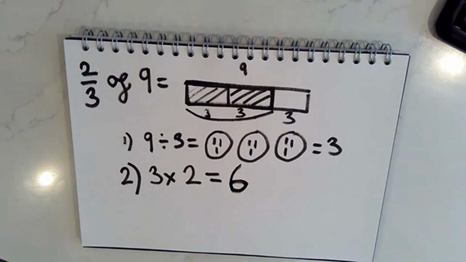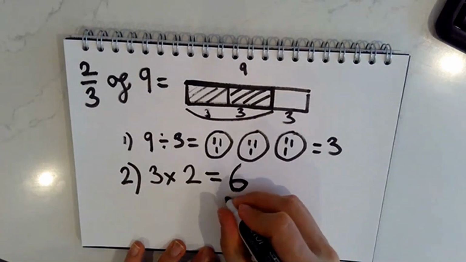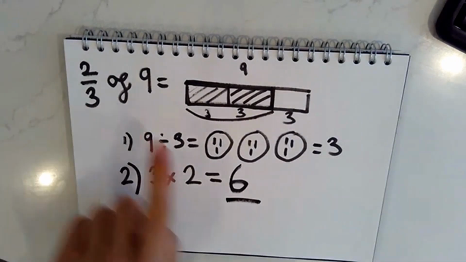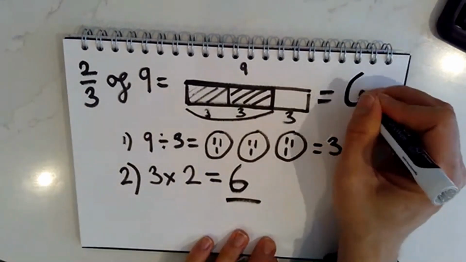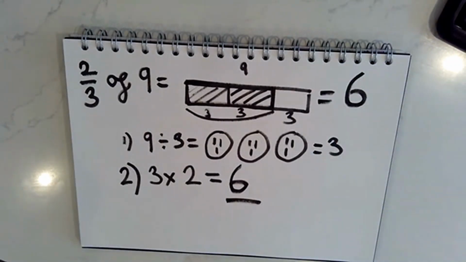If I was unsure, I could count up in threes twice, 3, 6, or I could count up in twos 3 times, 2, 4, 6. So the answer now is 6. 2/3 of 9 is equal to 6. That is how you solve that question.